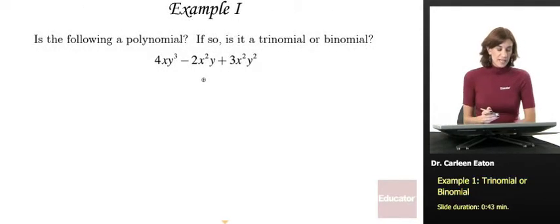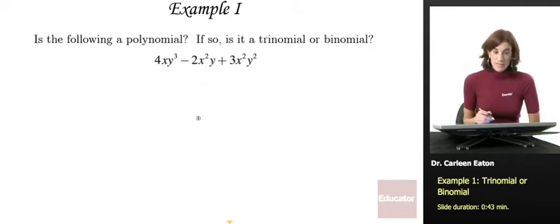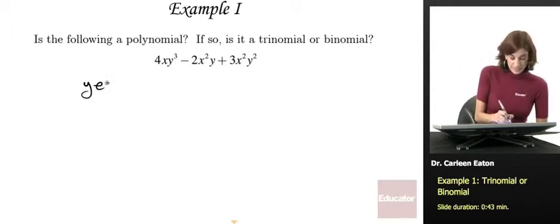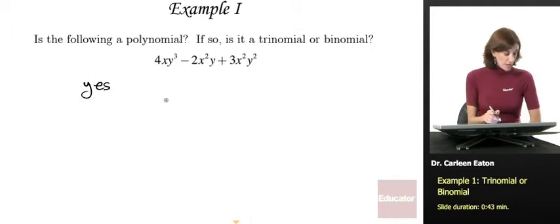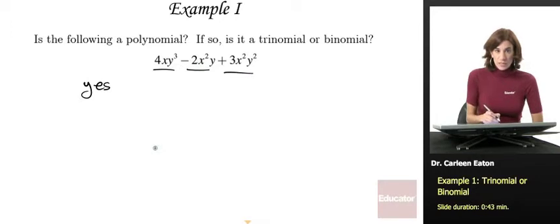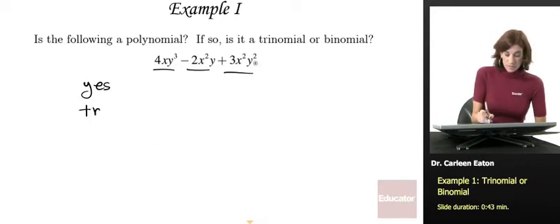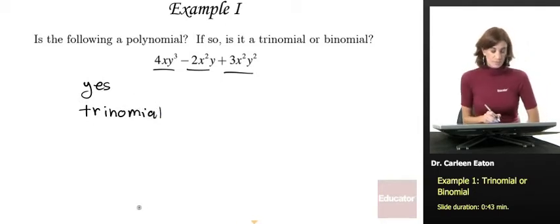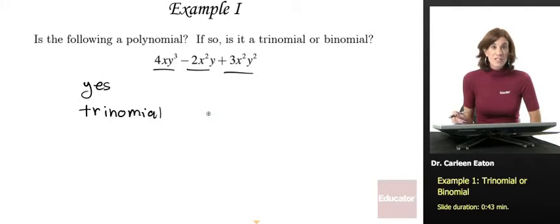Okay. So the first example, is the following a polynomial? If so, is it a trinomial or a binomial? Well, is it a polynomial? Yes. This is a polynomial because it's an expression containing variables, and it has terms that are monomials. Is it a trinomial or a binomial? Well, I have 1, 2, 3 monomials here that are being combined through addition or subtraction. So this is a trinomial. So I have a polynomial, and the specific type is trinomial.